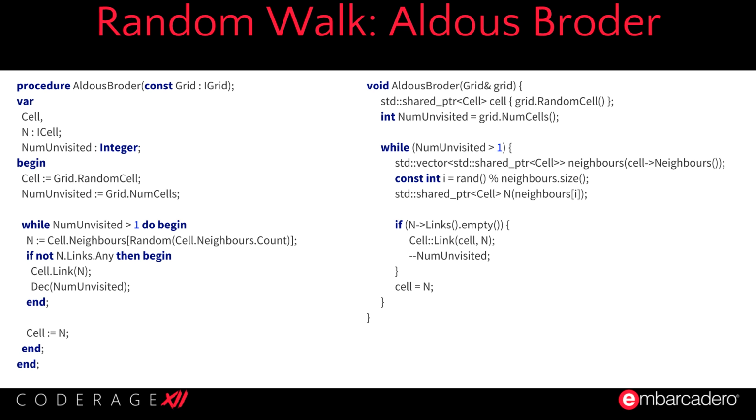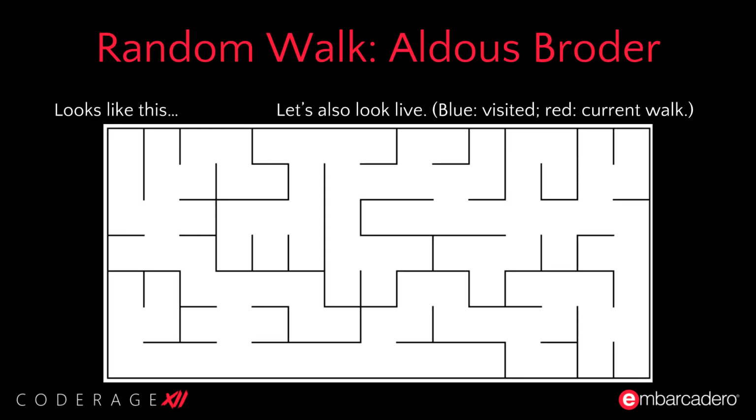And then we want to know whether to create a link to it or not, whether it's been visited before or not. Now, by definition, in this algorithm, if a cell has been visited before, it will have a link. So you can tell whether it's been visited by whether it has any links. And if it doesn't have any links, then we create a link to it. We decrement our count of unvisited cells, and then our cell of interest becomes the cell that we were just looking at, whether we created a link there or not. And the result of that looks like this, and I think this is a much nicer looking maze.